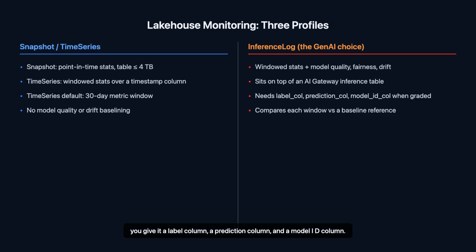When you want graded quality, you give it a label column, a prediction column, and a model ID column. And critically, it compares each window against a baseline reference table, so you can detect when this week's traffic drifts away from your training distribution. The rule is simple. If you have a serving endpoint and you care about drift versus a baseline, inference log is the only profile that applies. The other two are for general delta tables.